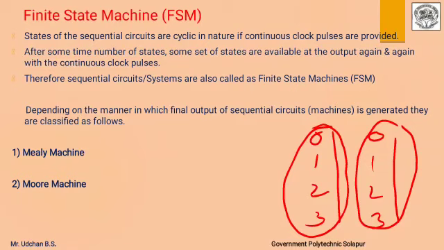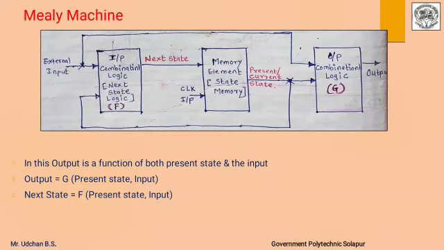Therefore the sequential circuits are having finite states, therefore they are also called as finite state machines. Basically there are two machines, Mealy machines and Moore machines. We are going to learn these two machines now. This is the block diagram of Mealy machines, which consists of 3 blocks, that is input combinational logic, memory element and output combinational logic.